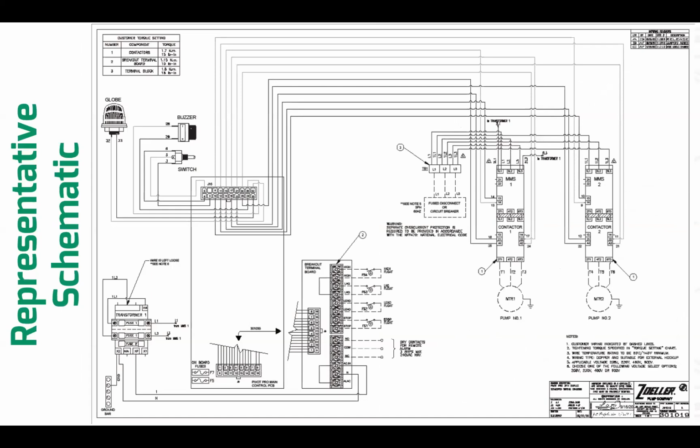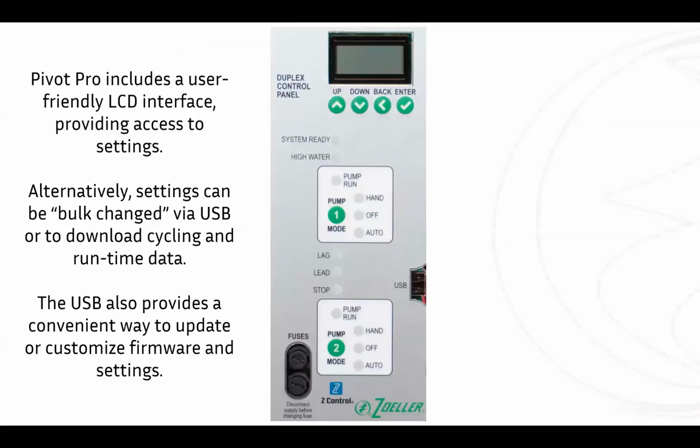Just a schematic example. I think we have about a dozen different schematics now for Pivot. They're pretty straightforward. They show the wiring and just generally how everything that isn't inside the secret black box works. Just a close-up of the interface that's on Pivot Pro.